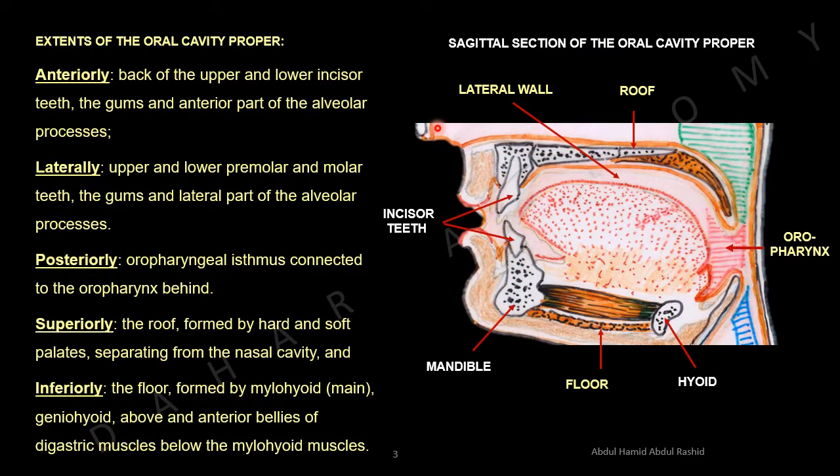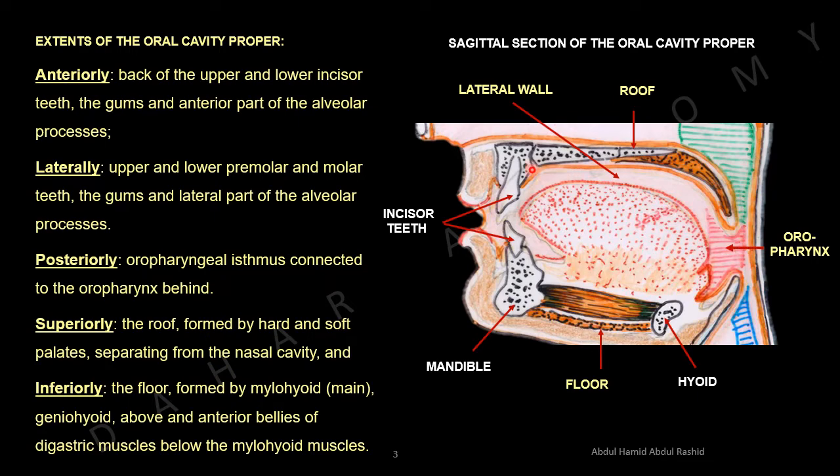This is the sagittal section of the oral cavity. Let's talk about the extents of the oral cavity proper. Anteriorly, back of the upper and lower incisor teeth, the gums, and anterior part of the alveolar processes. Laterally, upper and lower premolar and molar teeth, the gums, and lateral part of the alveolar processes. Posteriorly, oropharyngeal isthmus connected to the oropharynx behind.